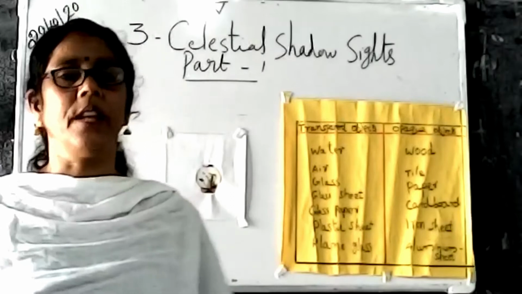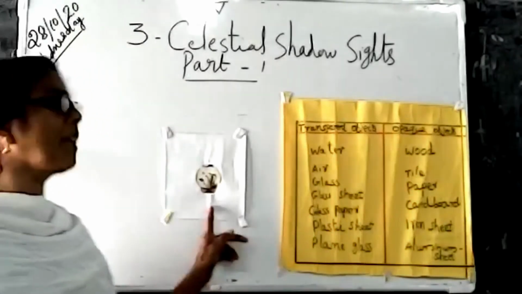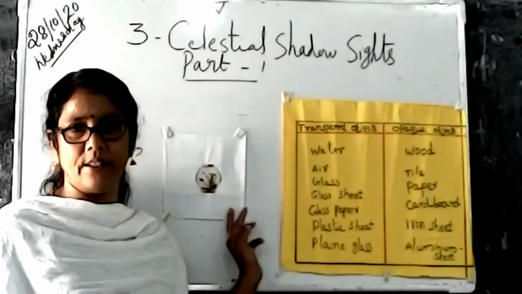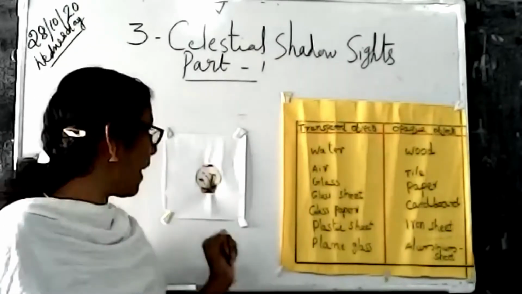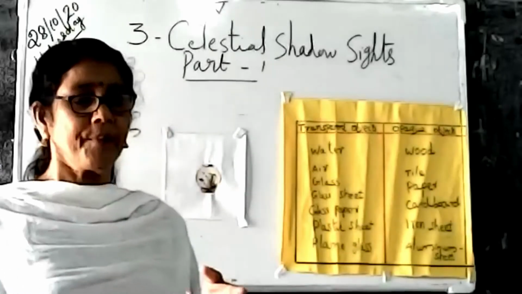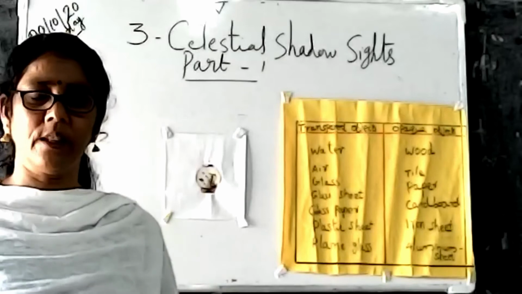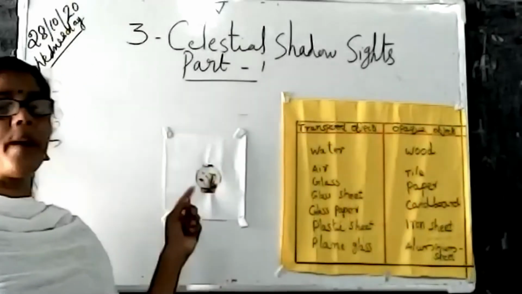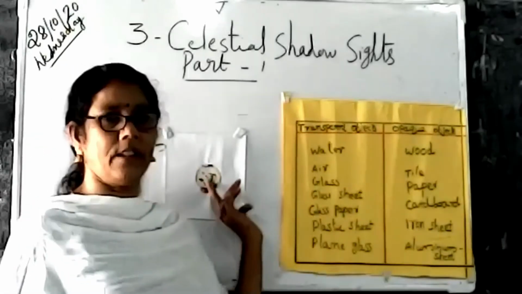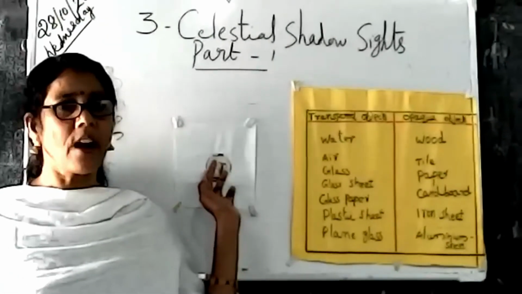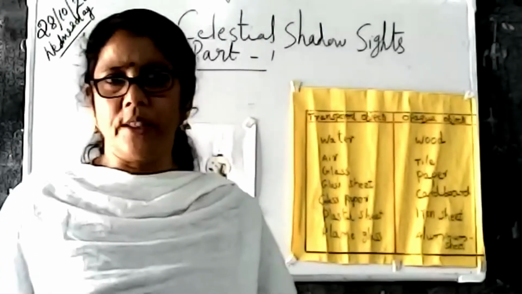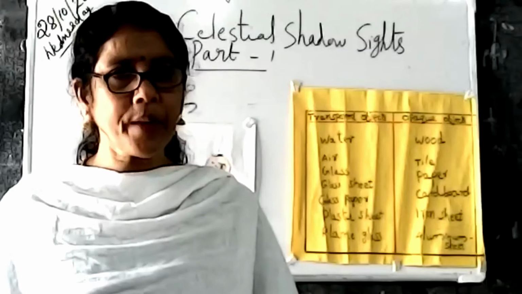Okay, understood? Then another one, can you see this? You can see in your textbook, it is a transparent vessel. From this transparent vessel, we can see plants and some living things, fish. From the fish tank, we can see fish moving. So these are transparent objects. Because of these transparent objects, we can see these things inside this vessel. Okay, understood now?